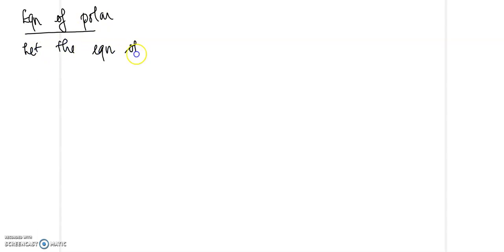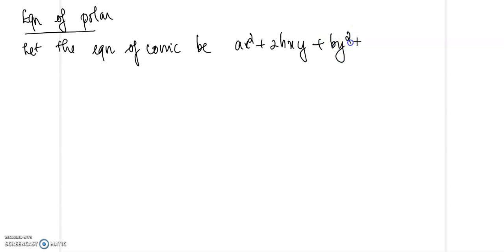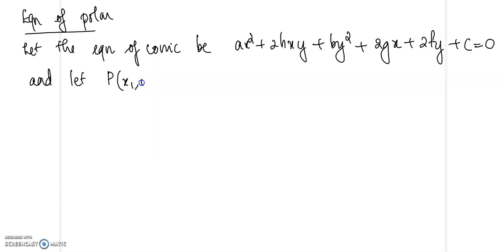So consider the standard conic, and the equation of polar. So let the equation of conic be ax square plus 2hxy plus by square plus 2gx plus 2fy plus c equal to 0, and let the point P of x1 y1 be the pole.